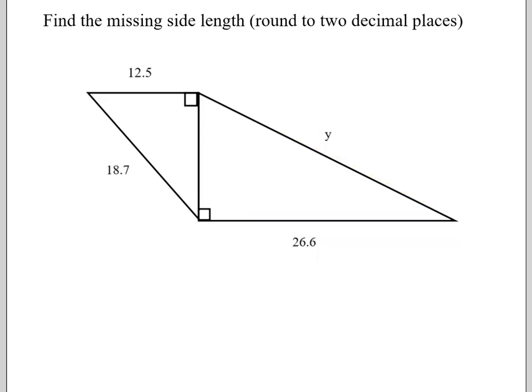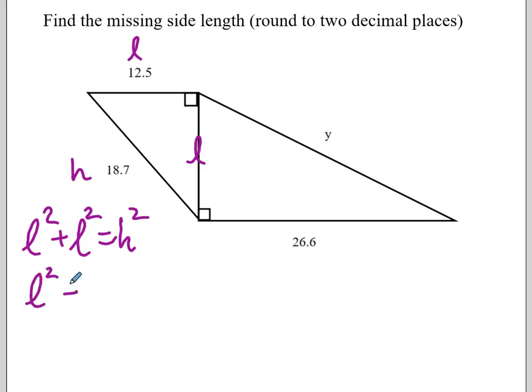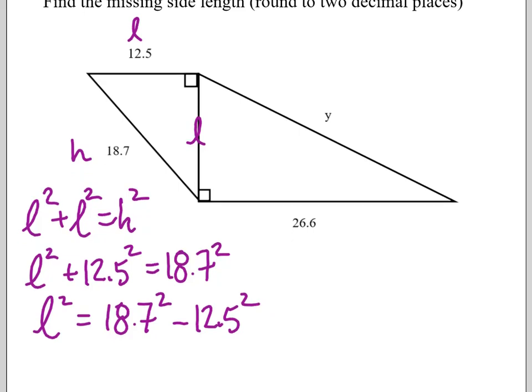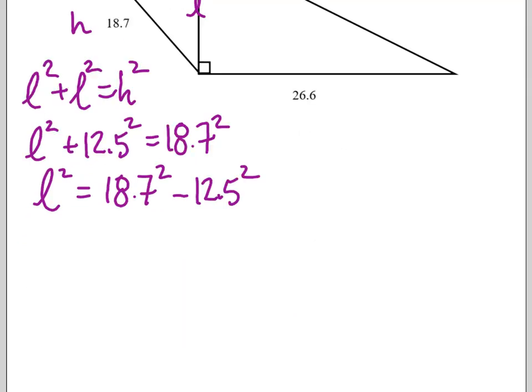We'll do this one in purple. Here's my 90, so this is an H, or a hypotenuse. This is a leg. This is a leg. So when I set this up, leg squared plus leg squared equals hypotenuse squared, right? So I'm just going to leave it as L squared plus 12.5 squared equals 18.7 squared. I can also do that this way. Be very careful though, we have to make sure we do our exponents before we do any subtraction, so that is a correct statement the way it's written, just like that. Makes it a little easier for my calculator.